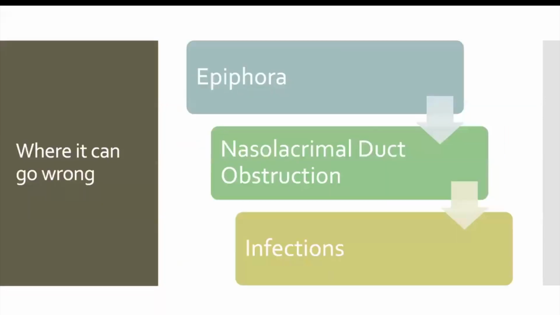Where it can go wrong is essentially with epiphora, where you'll get lots of tearing to the eyes, and that could be because of one or a combination of problems with what we've just discussed. You have your classic nasolacrimal duct obstruction for whatever reason, and we'll talk about that specifically. And then there are also the infections that can happen in the system.